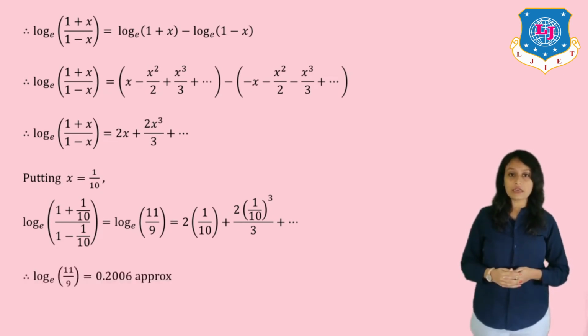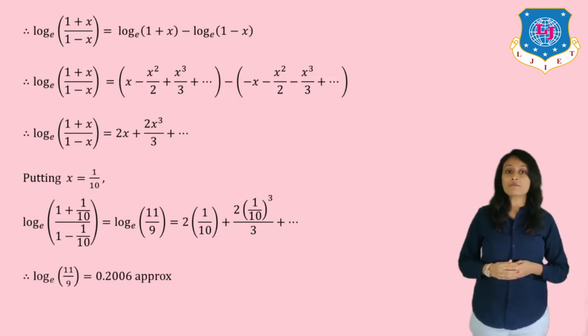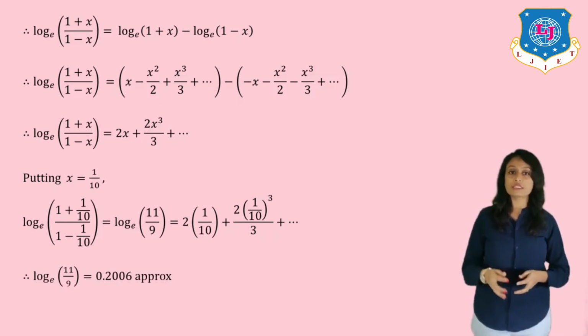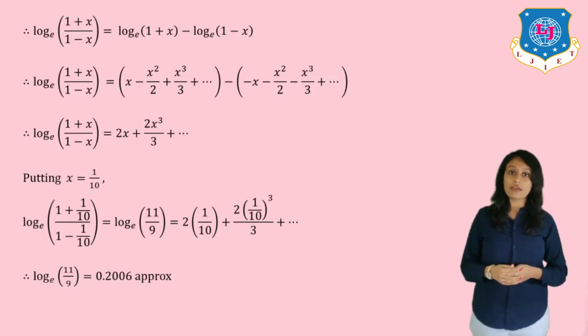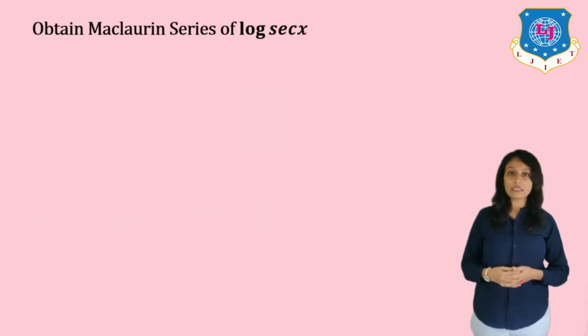You will get the answer of log(11/9) as 0.2006, which is the approximate answer. You can verify this answer in a calculator by entering ln(11/9). Next we'll see another example, the Maclaurin series of the function f(x) = log sec x.